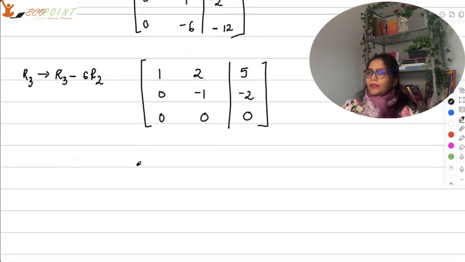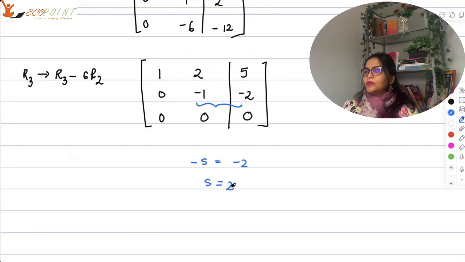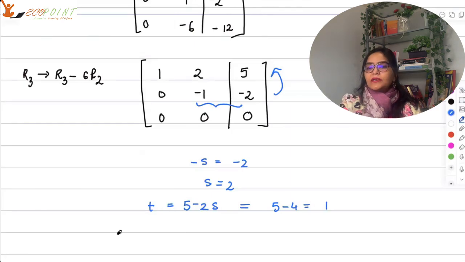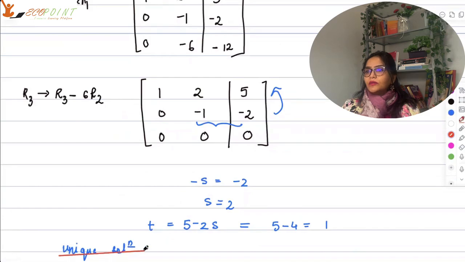Okay. And therefore, from back substitution, you can figure out from here that minus s is equal to minus 2. That means s is equal to 2. Once you move to the first equation, you will get t is equal to 5 minus 2s, that is 5 minus 4, that is 1. Which means that we have a unique solution. Since we have a unique solution for t and s, therefore the lines intersect.